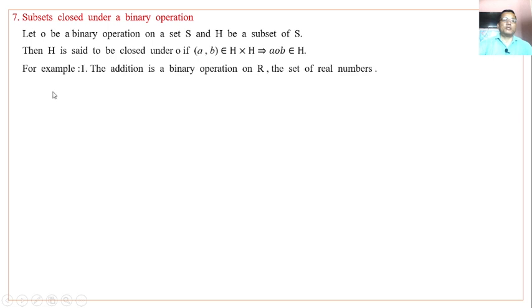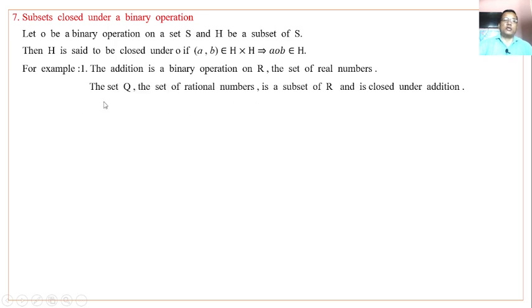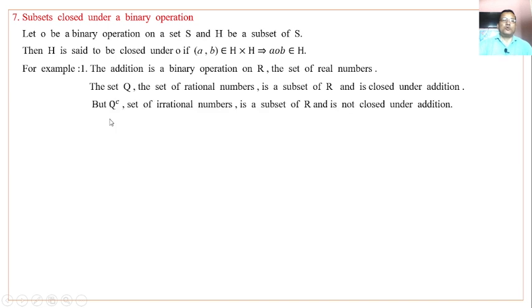For example, addition is a binary operation on the set of real numbers. The set Q, the set of rational numbers, is a subset of R, and this Q is closed under addition. But Q complement, the set of irrational numbers, is a subset of R, but Q complement is not closed under addition.